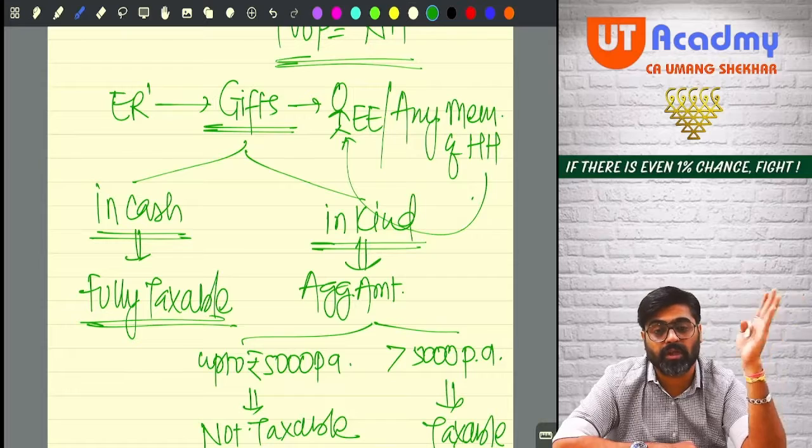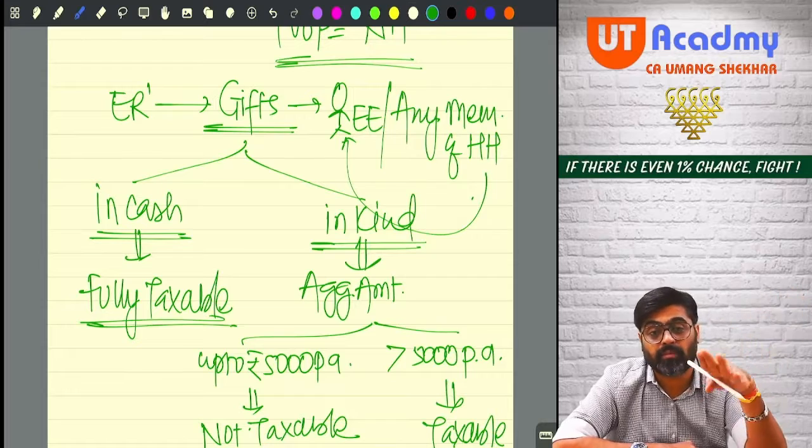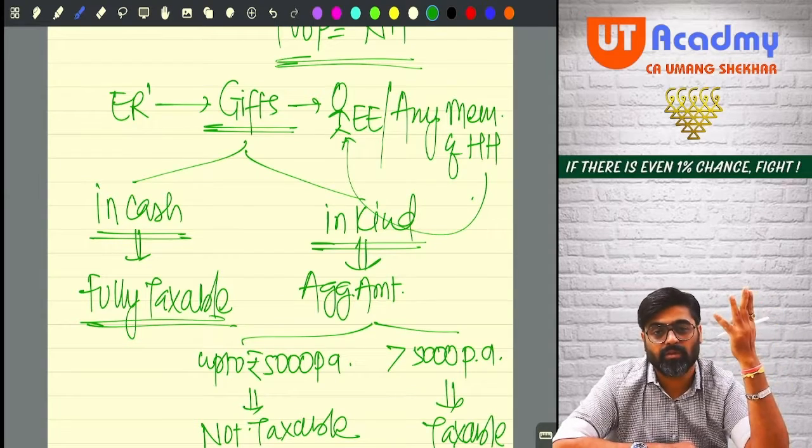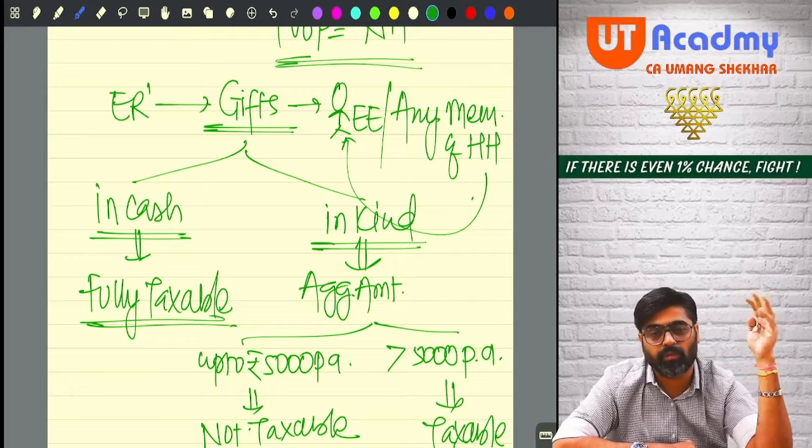Out of those exceptions, there is an exception. Any gift received on marriage will not be taxable. So are you receiving any gift on marriage? Yes. From anyone you can receive? Yes, that will be fully exempt. Whatever may be the amount of that gift, any gift received on marriage will not be taxable at all.